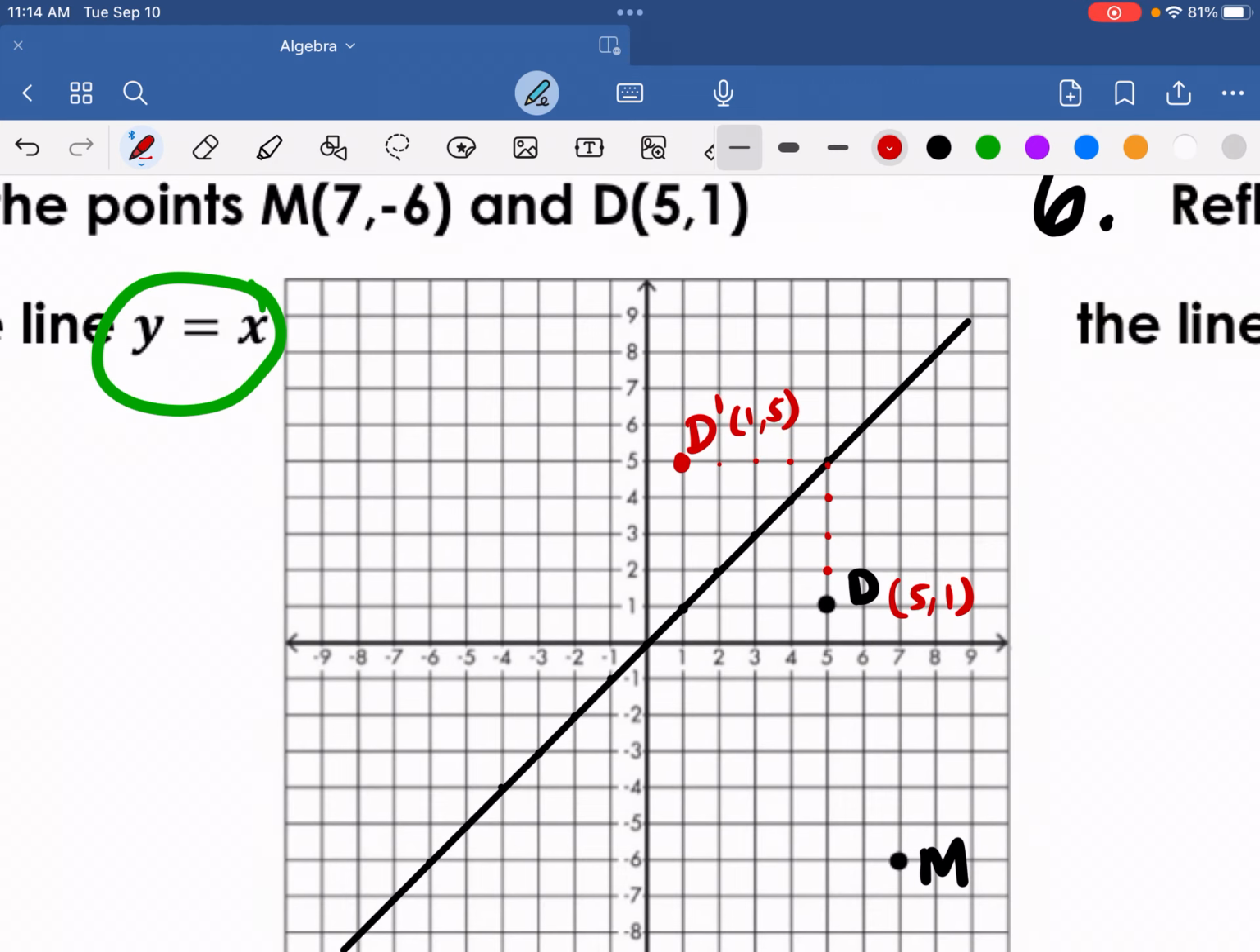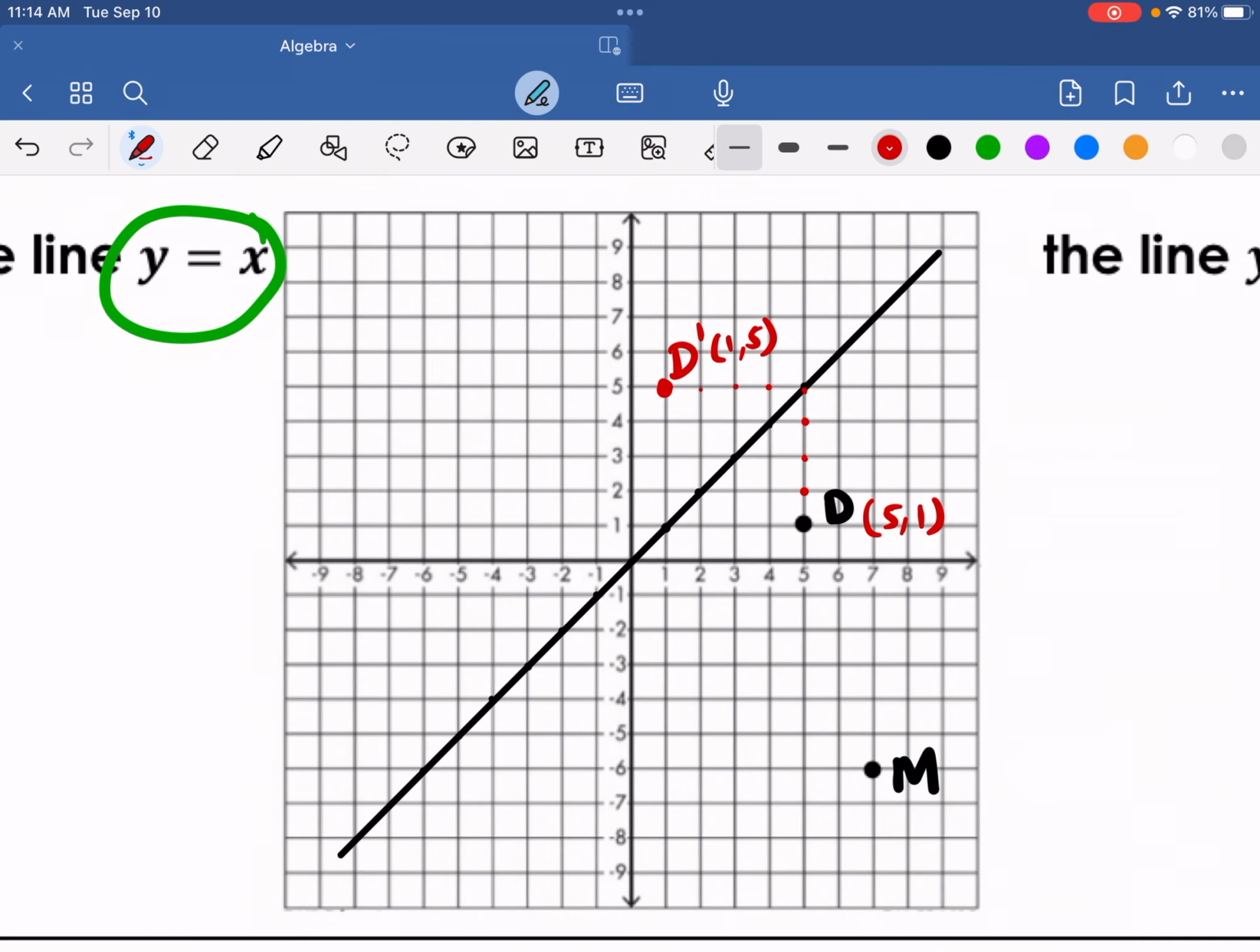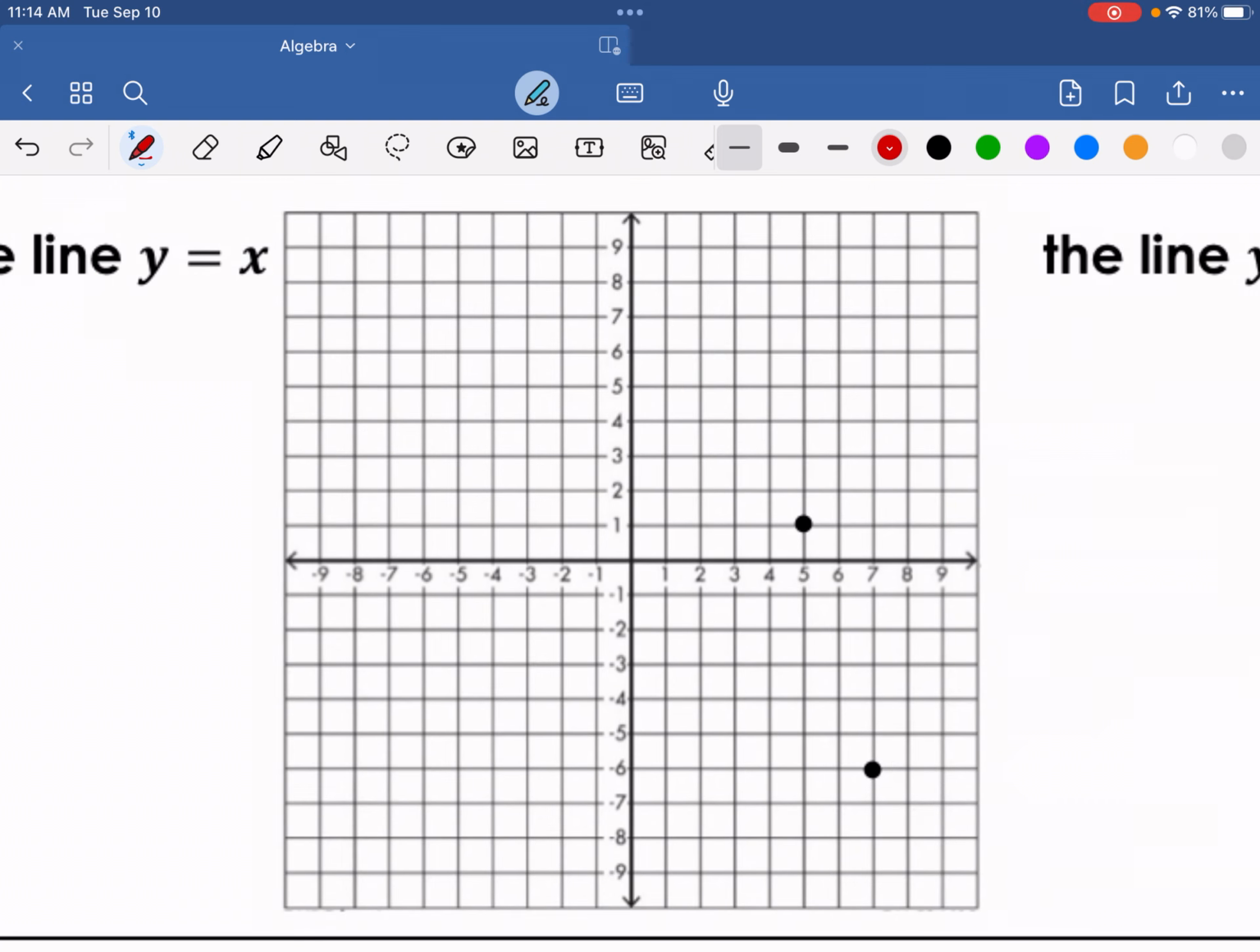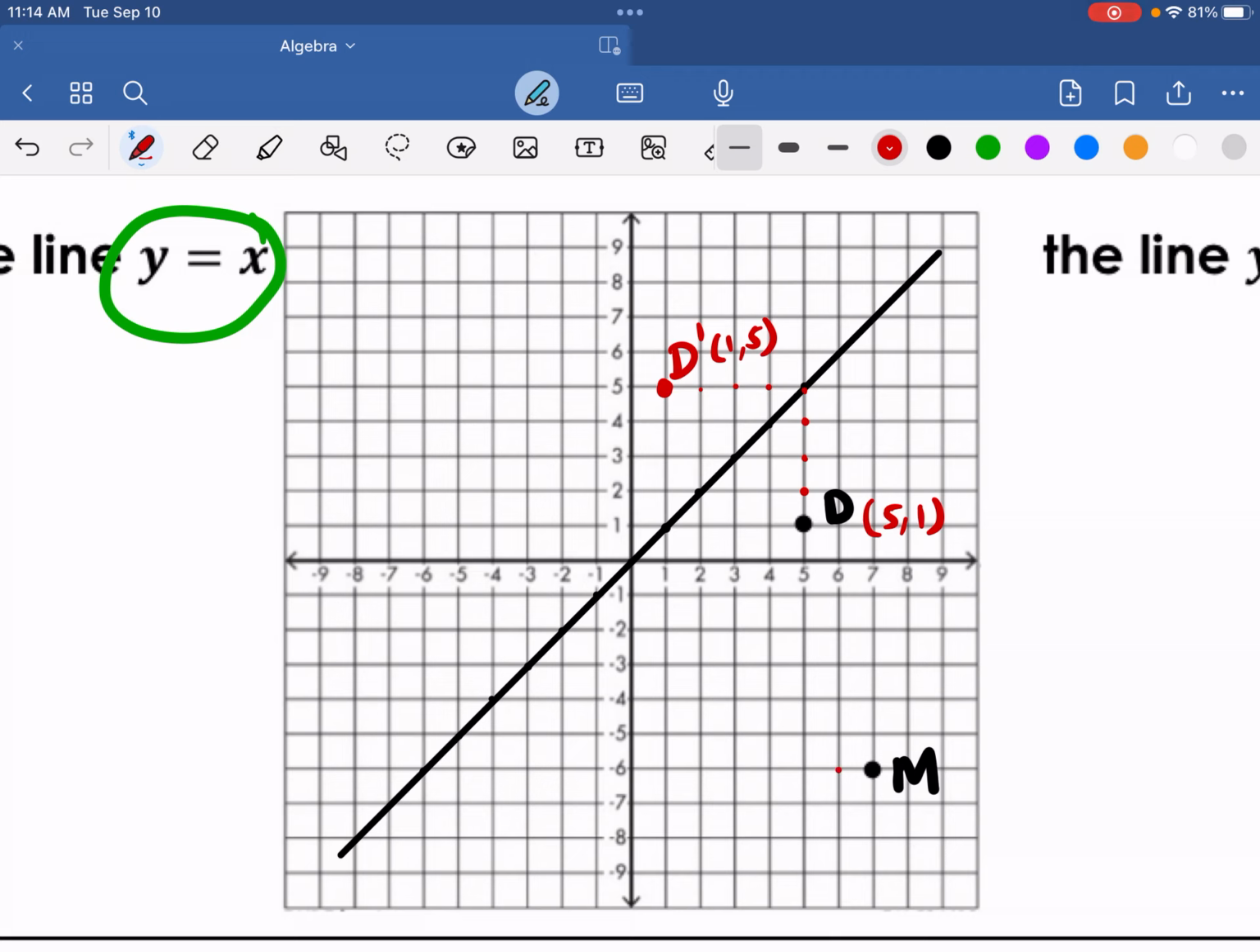Okay, here, if I count left, 1, 2, 3, 4, 5, 6, 7, 8, 9, 10, 11, 12, 13. It took me 13. Then I'm going to count up 13. Okay, this is M prime. And again, first the coordinate was 7, negative 6, and now it's negative 6, 7. So again, all they do is switch when you reflect on y equals x.